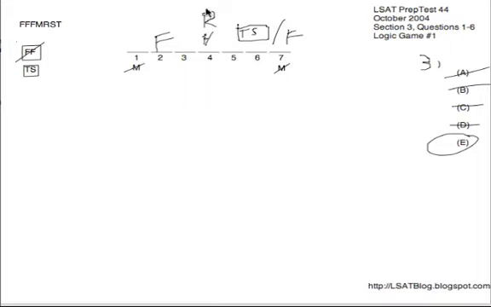Now, if you want to know why S on 4 works, it's because if we had S on 4, we'd have T on 3. We could have F on 5, and then F on 7. Then we could have M on 6, and R on 1. So R, F, T, S, F, M, F. That works out perfectly fine to have S on 4. That's why E is our answer to number 3.